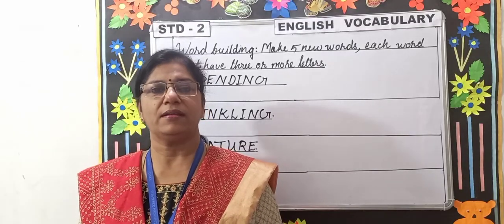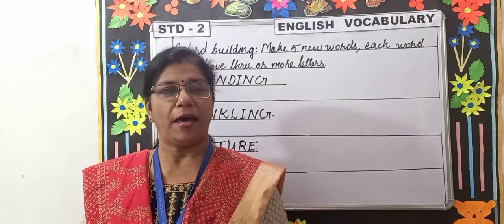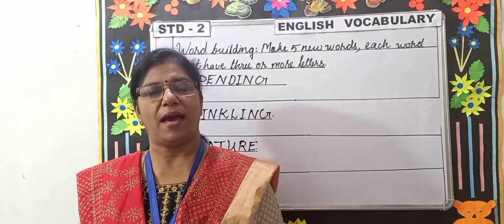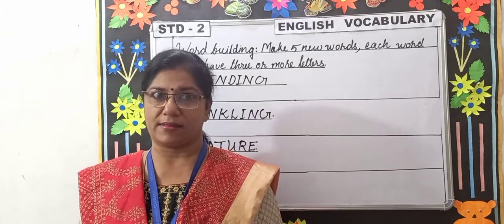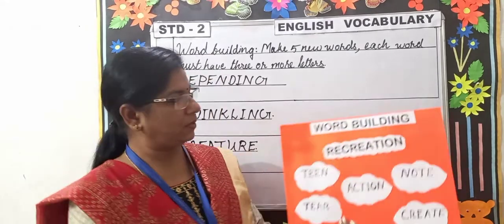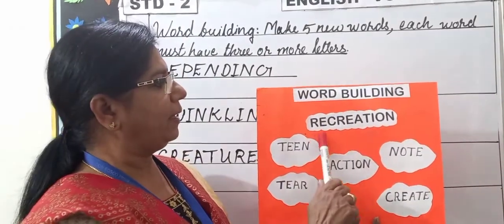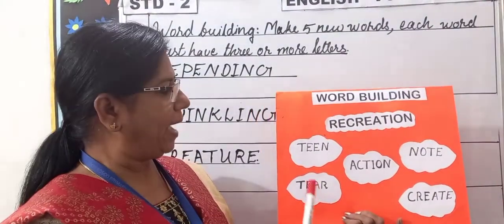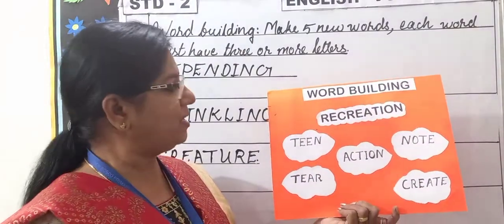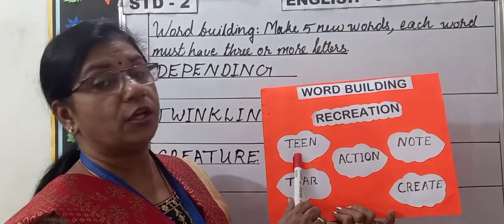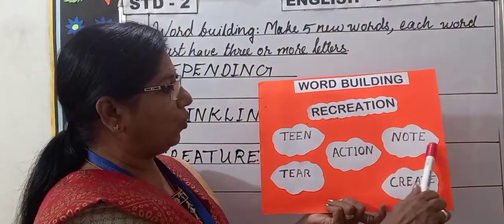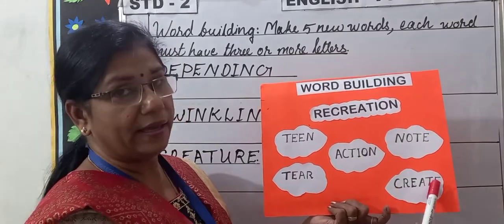Okay, children. Our next topic is word building. In this question, we have to make 5 new words from the given word. Each word must have 3 or more letters. Let us see one example. Here, the word given is recreation. And I have made 5 new meaningful words, and each word has 3 or more letters. Teen, action, note, tear, create.